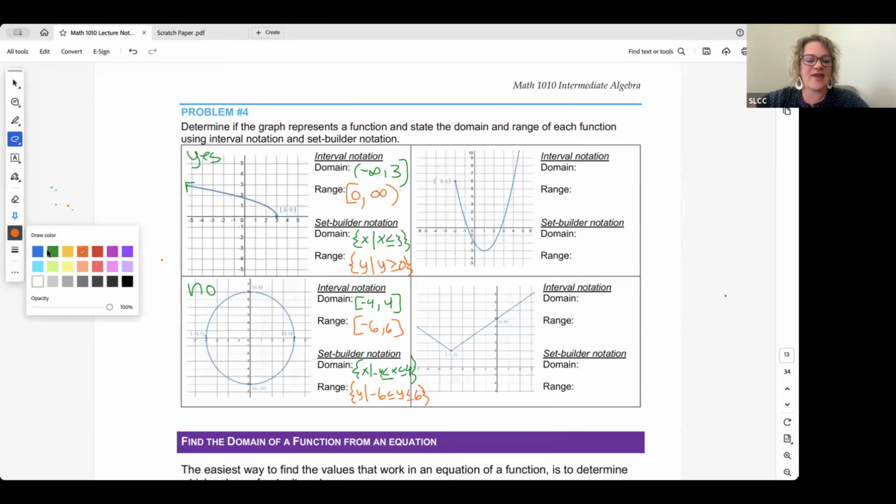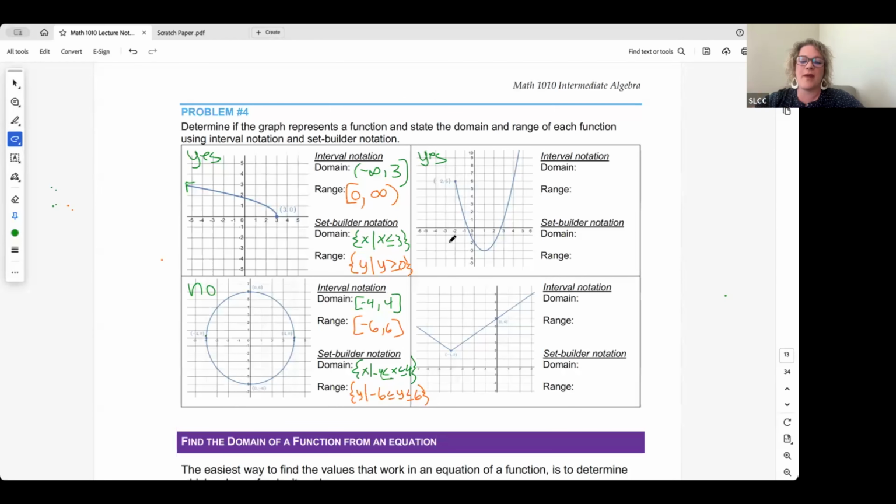Let's look at the next graph. Is this a function? Vertical line test. Yes, this is a function. And drive your car for the domain. It starts at -2. So as I'm driving my car, I see that it starts at -2 and it is equal to that. So bracket -2. And then once again, this is going on forever and it goes up forever and to the right forever. So this would be -2 to infinity.